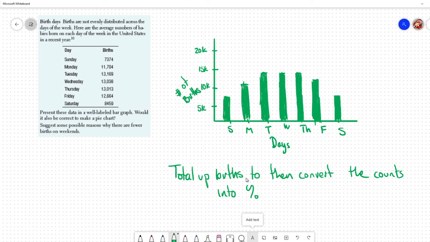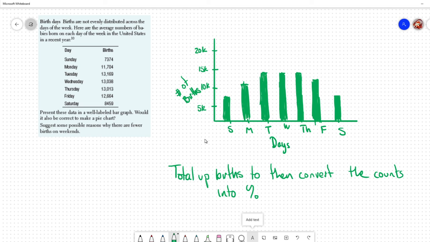Okay, so yes, I can make a pie chart. Why? All of the days are being represented in this data set. We're not missing any of the days. It's very easy. I would add up the total number of births, which will allow me to convert the birth counts into percentages for the week, and then I can make my pie chart and represent it that way. Boom. That is a complete answer to that question. All right. So that's us creating the bar graph. And in this case, we could say that yes, I would be correct in making a pie chart.